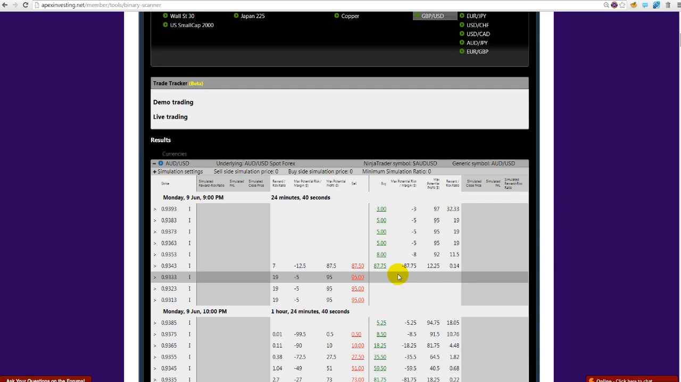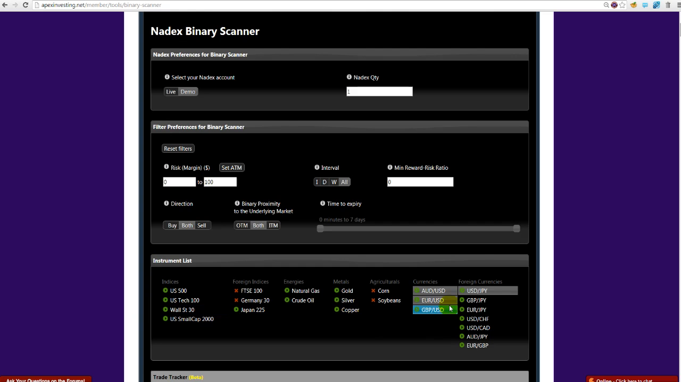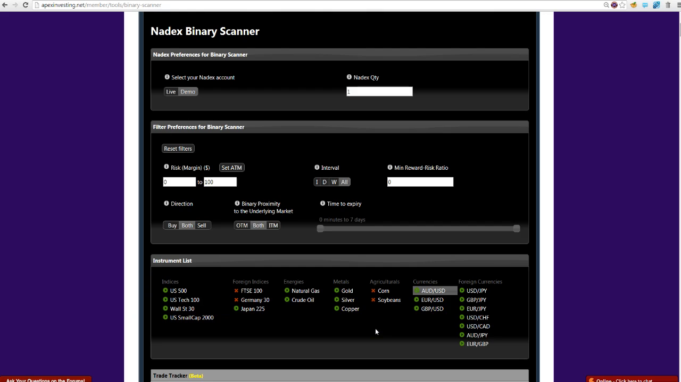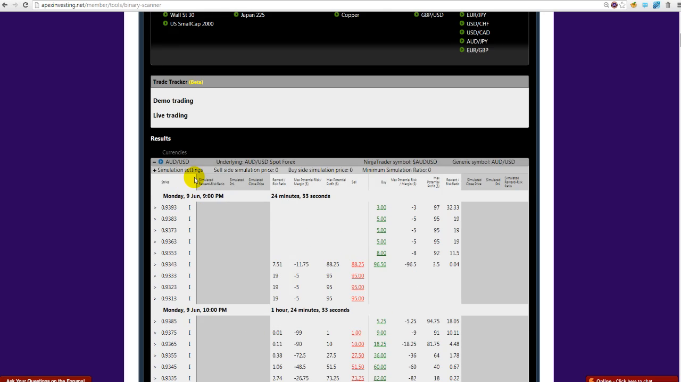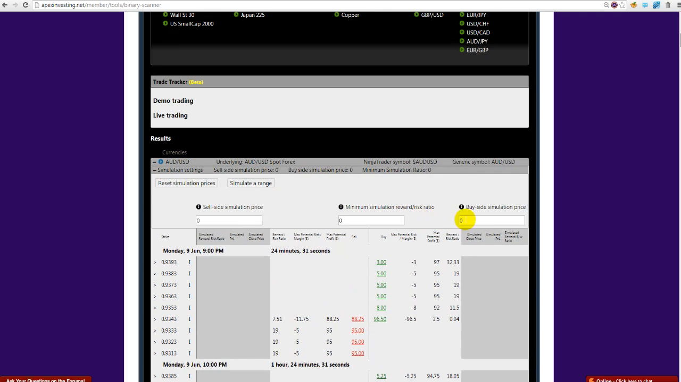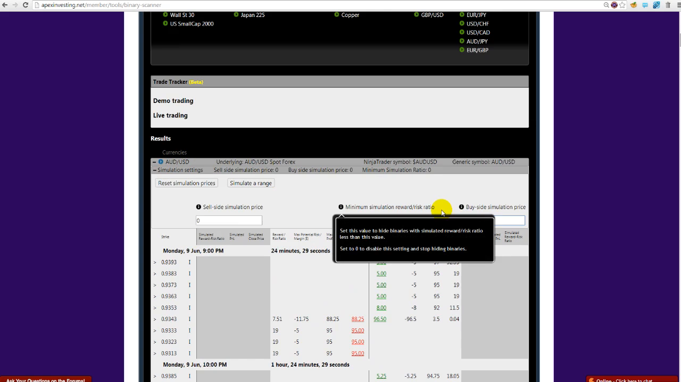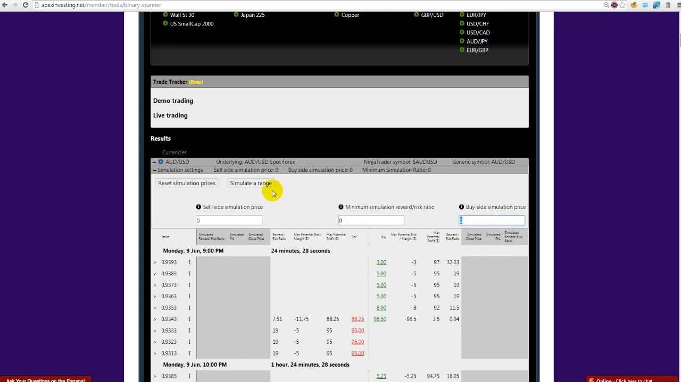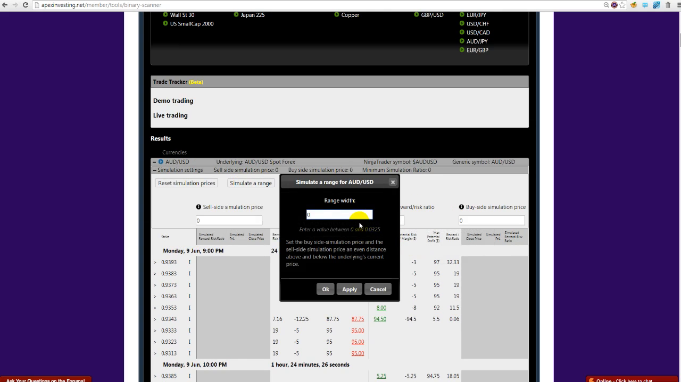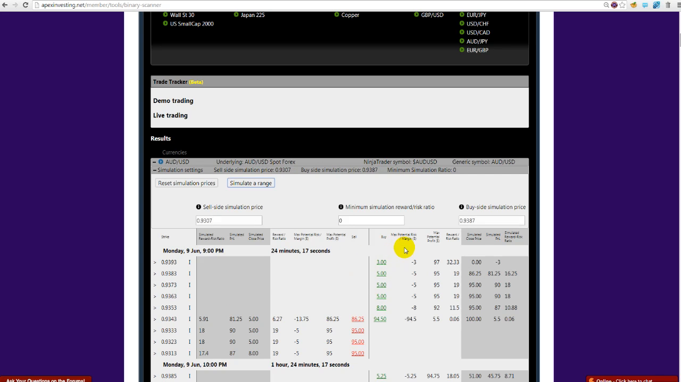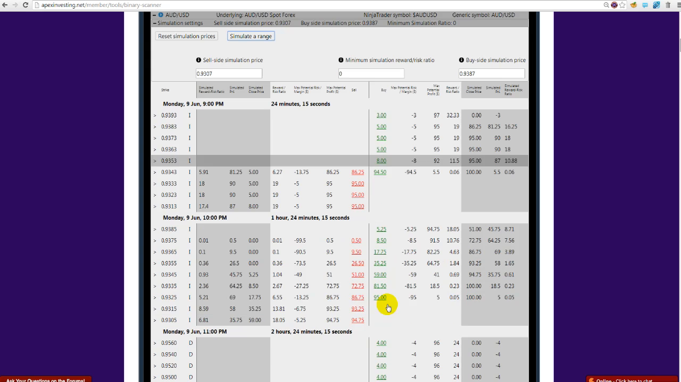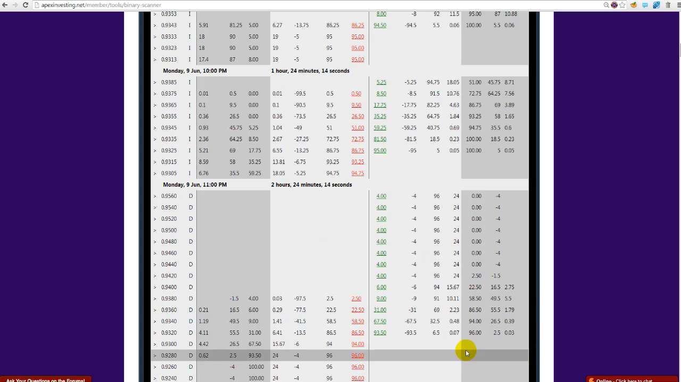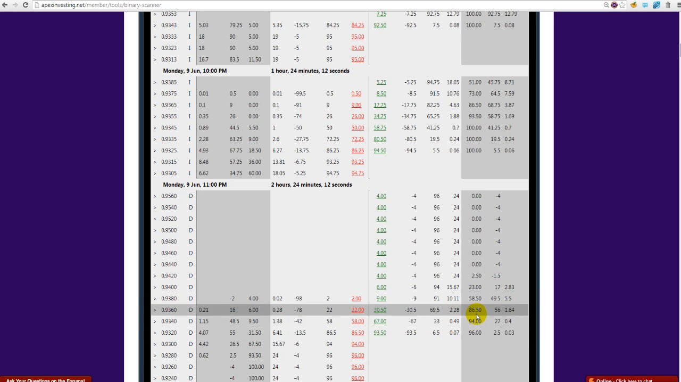But you could go in here and choose whatever market you wanted. Say we had just Aussie because it's up right now. And we can go to the simulator, and we'll just do simulator range. I'll say simulate the 40 pip trade. So if the market moved 40 pips right now, what would the price of the binary contract be? That'll tell you the estimated price on a 40 pip move.